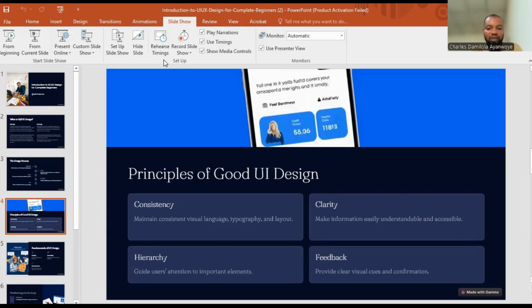Consistency, as far as UI design is concerned, simply means that when you are designing something, let's say you are designing a mobile app. Remember I told you, this part of UI/UX is mainly focused on digital product, which can either be a web application, a mobile application, or a website. So when we say consistency, it simply means you have to be consistent with your visuals, your typography, your layout. Typography, color, and the likes are the design elements that you're working with.